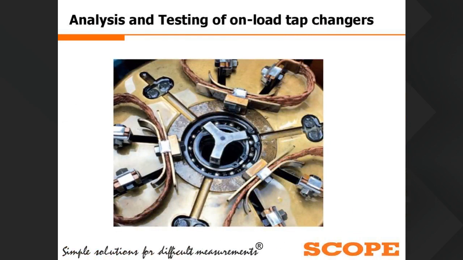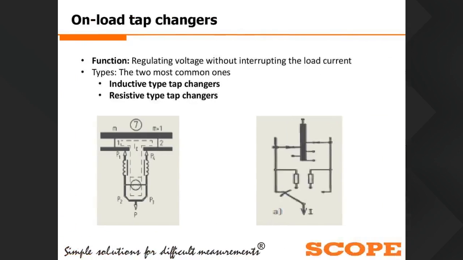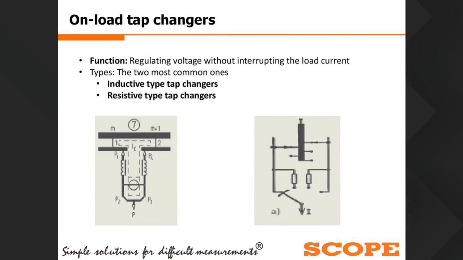Okay, the next part is the analysis and testing of on-load tap changers. We will see the basics of the OLTC, what the types of OLTCs are, how to check the healthiness of the OLTC, and which feature we have added in our TRM instrument to check the behavior of the OLTC. Here you can see the on-load tap changer is a very important component of the transformer for regulating the voltage without interrupting the load current.